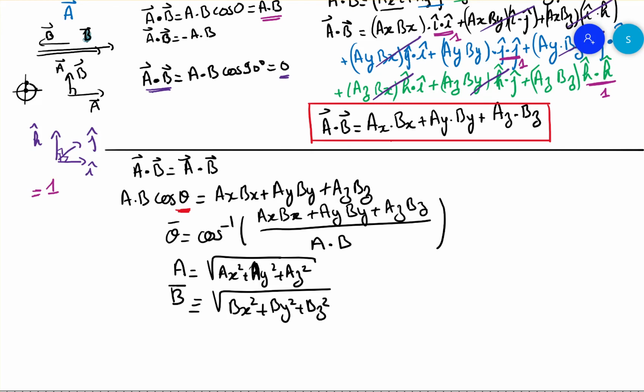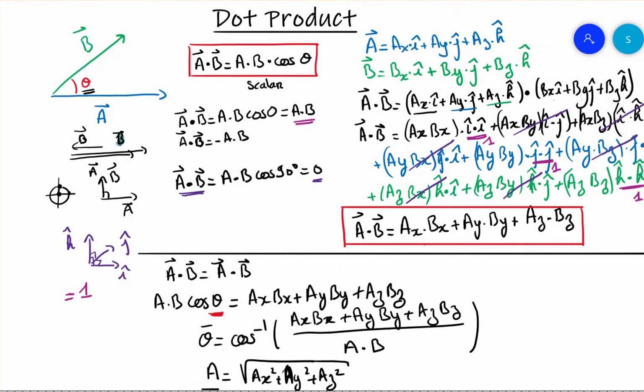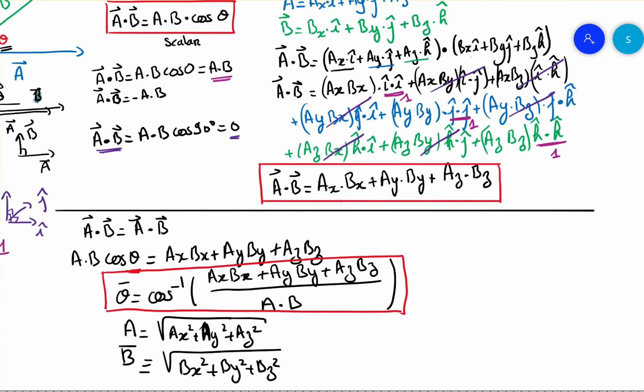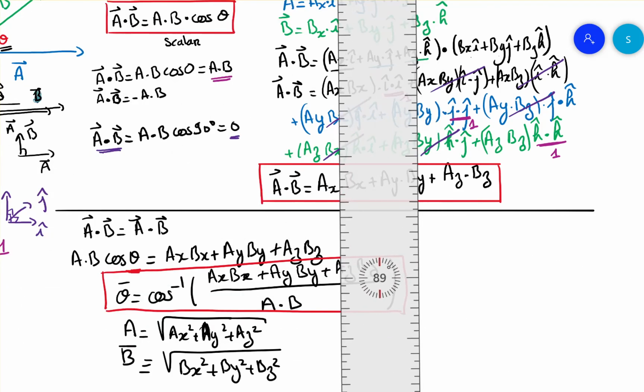So if you know the coordinates on x, y, and z of two vectors, you are able to find the angle between both of them. So this angle theta, this one, using the dot product. So that's this important formula there. Here we go. One more thing. Let me take my ruler there.